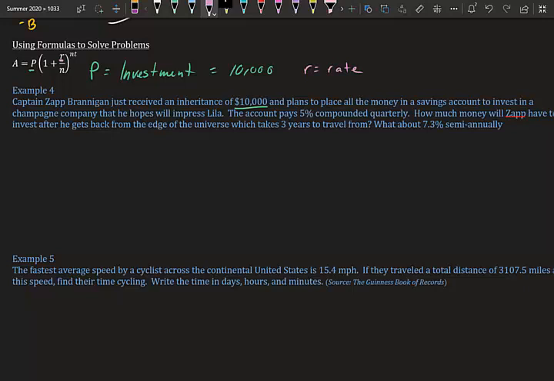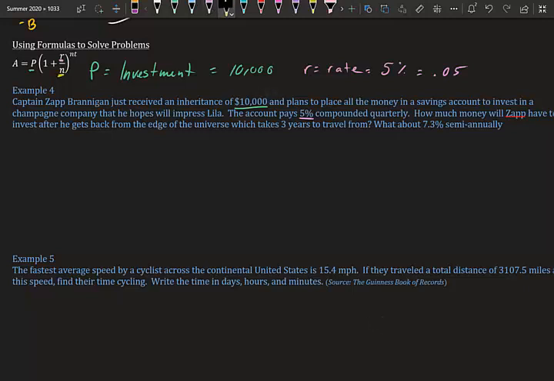So the rate is always like the percentage. For the first one, the account pays 5%. We never ever use percentages; we have to switch them to decimals. To switch this to a decimal, it's 0.05. How do you find that out? Divide 5 by 100. So 5 divided by 100, you get 0.05. All right, awesome. We found our rate.